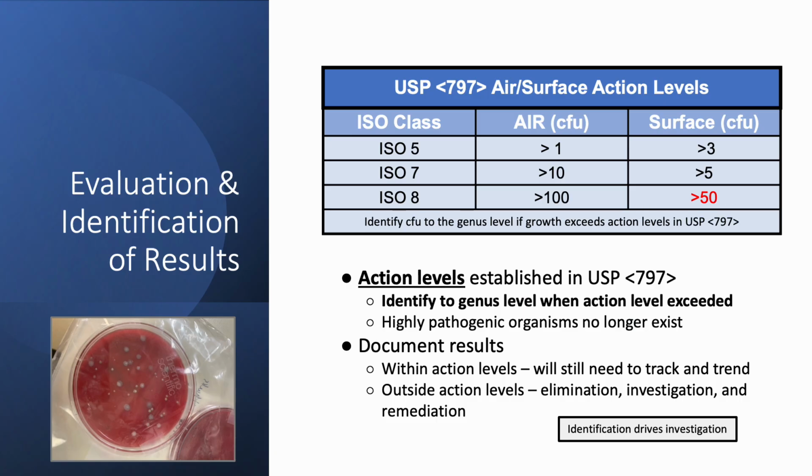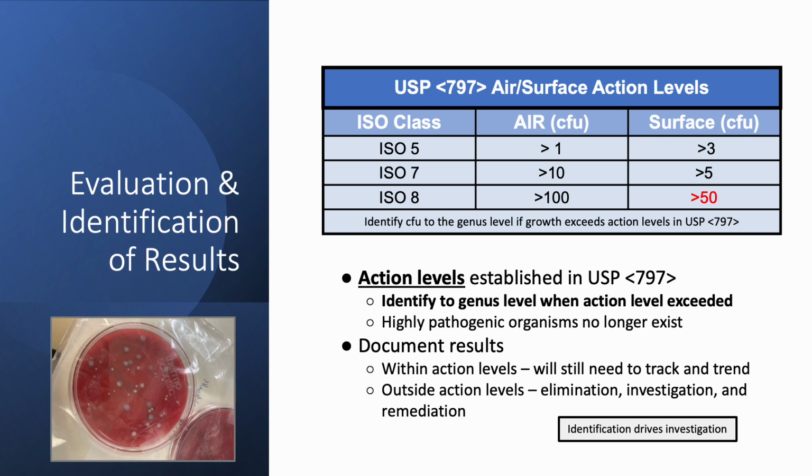Once we have incubated and we've counted our CFU, or colony-forming units, we're going to then look at what we have and analyze our results and see if we need to take action. The chart here at the top of the slide shows you what each ISO classification requires and what the actionable limit is. So for an ISO 5 area, air can only grow 1 CFU. Anything greater would be an actionable level. For surfaces of ISO 5, anything greater than 3 would be actionable. So 3 would be allowed, but actionable would be greater than 3. And then so forth and so on for ISO 7 and ISO 8.